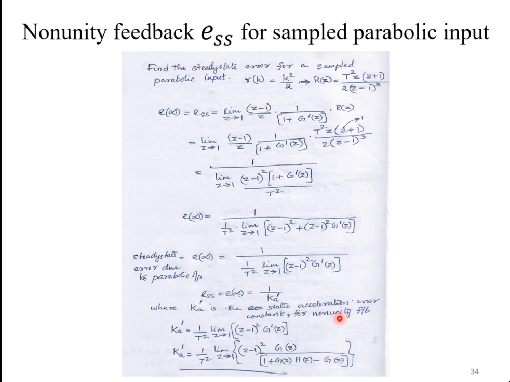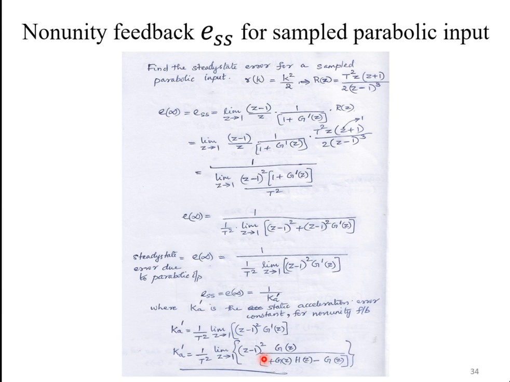So Ka dash is the static acceleration error constant for non-unity feedback, because that is why it is coming as g dash z. Instead, in the previous theory where we had a unity feedback, we gave the same thing with Ka as 1 over t square limit z tends to 1, z minus 1 the whole square g z. Here, as there is a non-unity feedback, we are finding g dash z in terms of g z. So what is Ka dash then? When you apply the g dash z value, Ka dash will be equal to 1 over t square into limit z tends to 1 into z minus 1 the whole square into g z by 1 plus g z h z minus g z. So this is from the first theory of non-unity feedback.